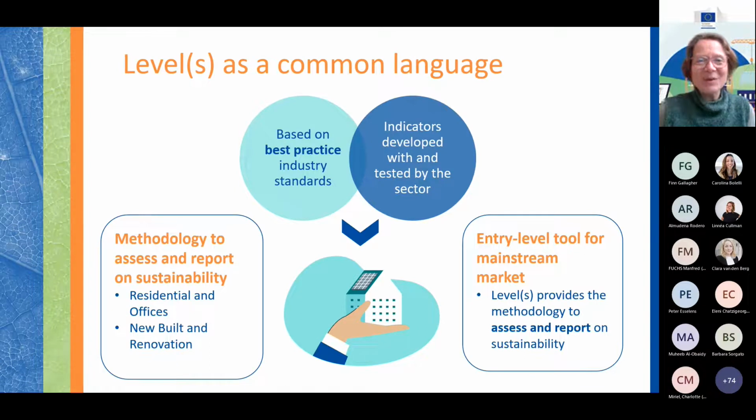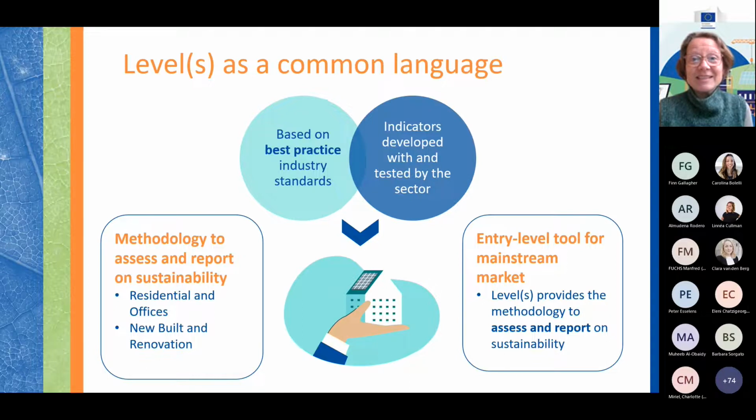So, Levels, what is it? It is a common language. We have developed it so that it would be a good entry-level tool for the mainstream market. So also for those stakeholders which are not necessarily used to working with life cycle assessment or performance assessments, Levels is really a good place to start. It provides the methodology on how to assess and report on sustainability of buildings.